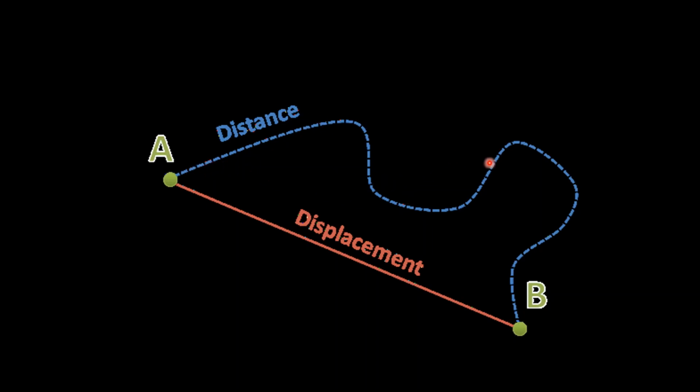This blue color path is distance and the red color path is displacement. Distance is longer than displacement. I'll explain the terms distance and displacement in the next slides.